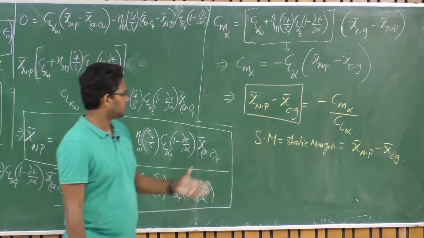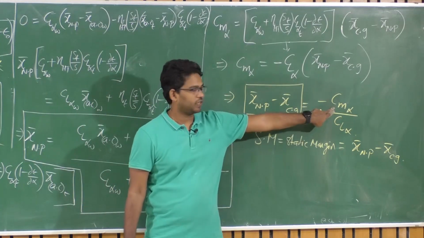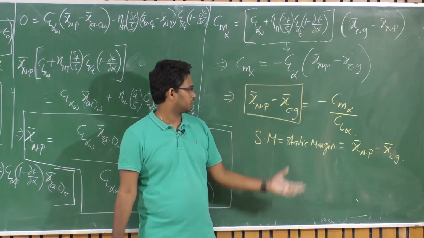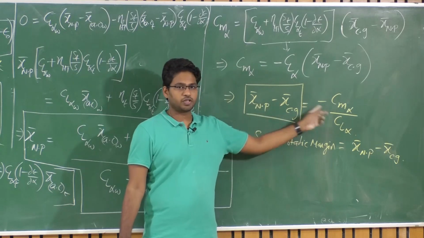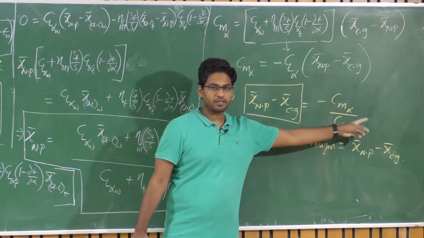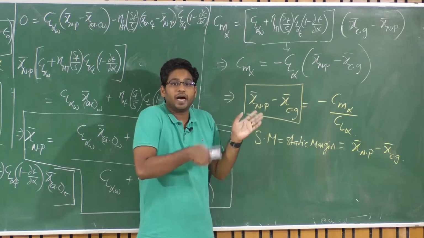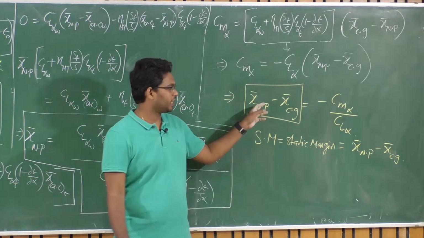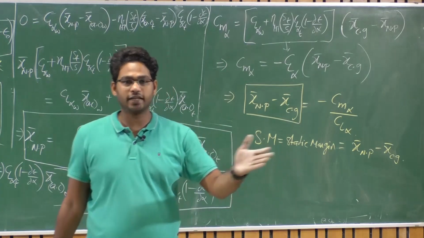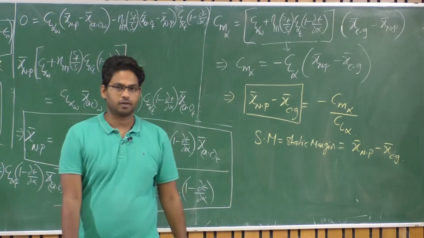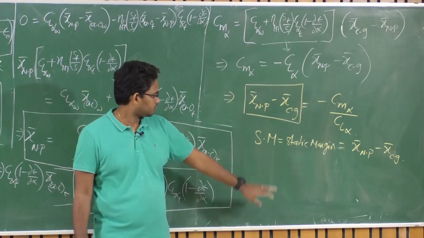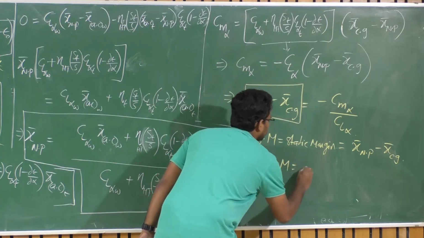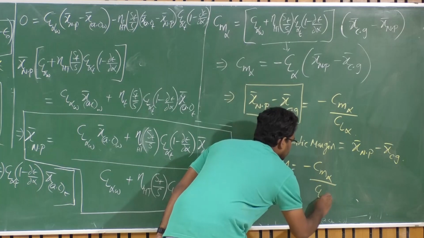So for a statically stable aircraft, Cm alpha is negative and negative of negative is positive. Cl alpha for the entire aircraft is positive, of course. So if this is positive, which means x NP is this positive term plus x CG, right? Which lies behind the CG location. So it's a limiting condition between static stable flight and static unstable flight. And this is called static margin. So static margin is equal to minus Cm alpha upon Cl alpha.